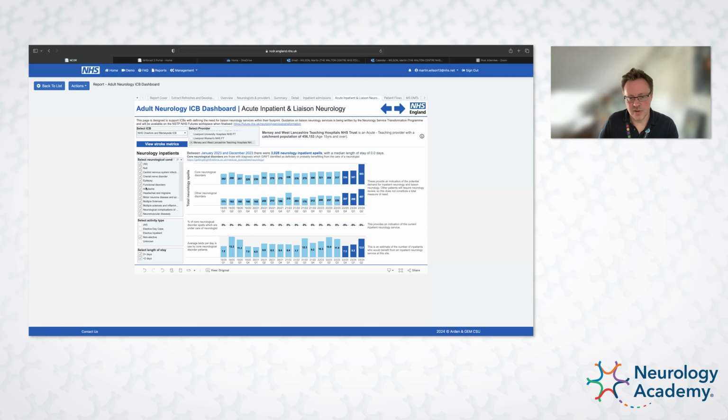And obviously you can split this for individual conditions if you want to. If you're looking at non-elective activity, usually you're probably going to look at all of it, but you can split that absolutely if you want to.